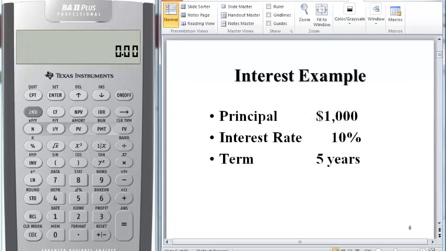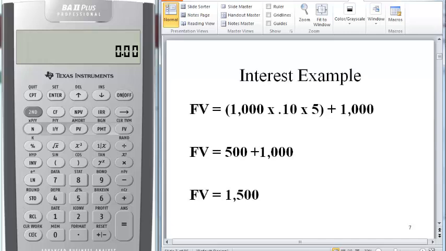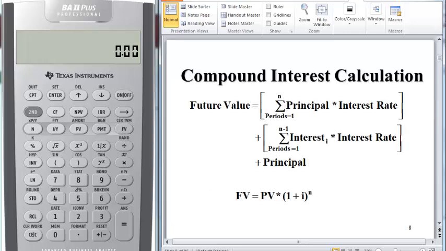An example would be as follows. Assume we have a principal of $1,000, an interest rate of 10%, and a term of 5 years. After 5 years, how much money would I have? Well, I would take the 1,000 times 10%, or 0.10, times 5, and then add back the 1,000. And what do I get? $1,500 is my future value.